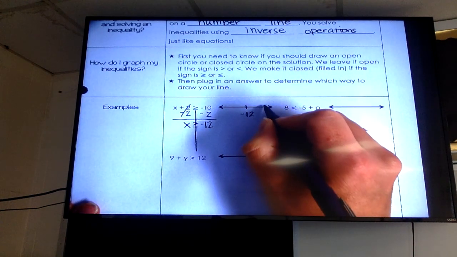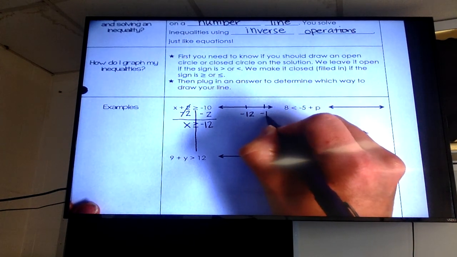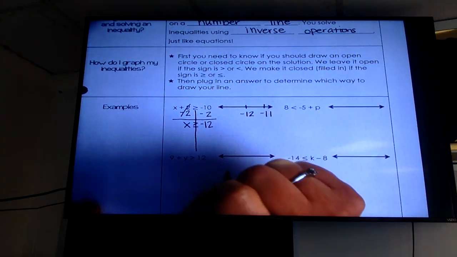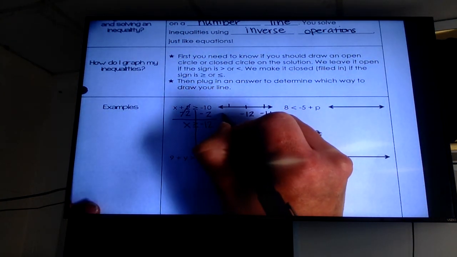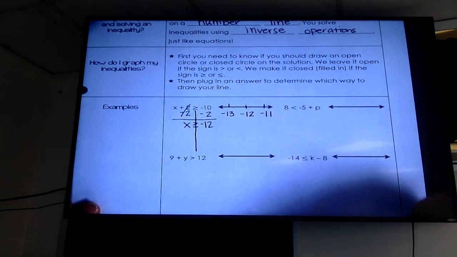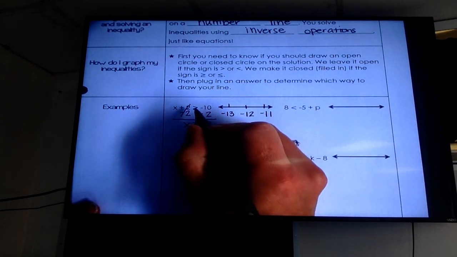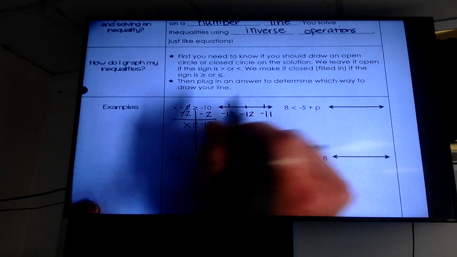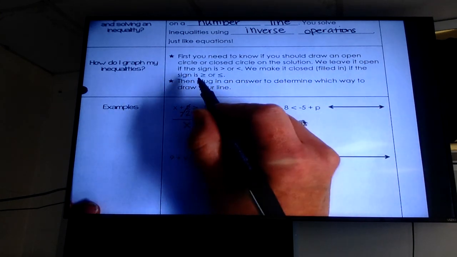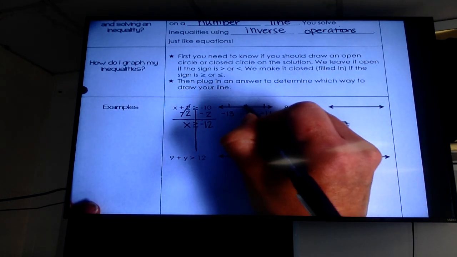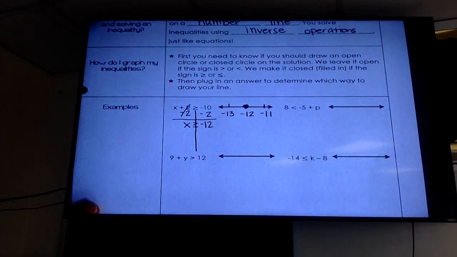Then I'm going to pick a number that's larger. And remember, because it's negative, I'm counting down, so negative 11. And then I'm going to pick a number that's smaller. So I'm going to pick negative 13. I look at my sign. It's greater than or equal to, and it says up here that we're going to make it closed or filled in if it's greater than or equal to. So I'm going to have a filled in dot.